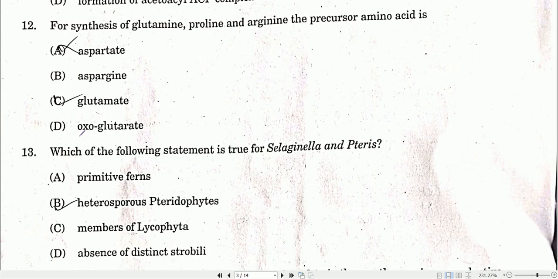Okay. Coming to question number 12, the synthesis of amino acids like glutamine, proline, and arginine. The precursor of glutamine, proline and arginine, definitely, will be glutamate. So option C will be the correct one.